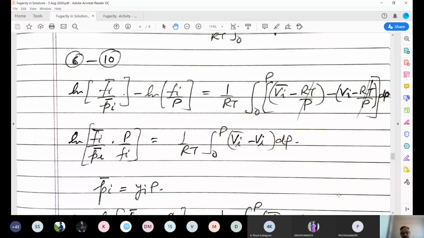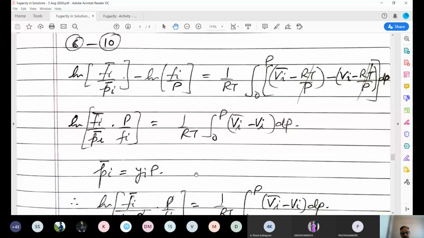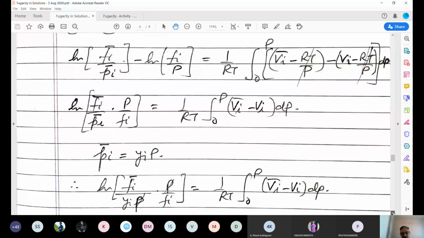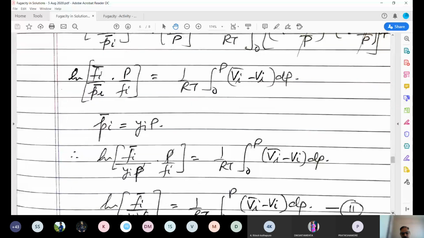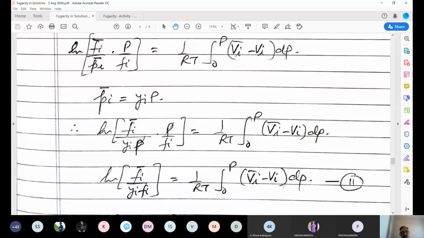And you know that Pi bar is nothing but yi into P, mole fraction into total pressure. You put it here, and what you get is ln of Fi bar by yi P times P by Fi is equal to 1 upon RT integral 0 to P of Vi bar minus Vi dP. So pressure will cancel, and what you get is ln of Fi bar by yi Fi is equal to the same thing on the right hand side. Okay, equation 11.